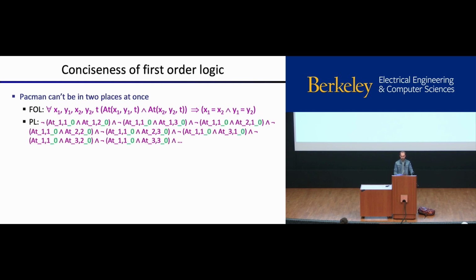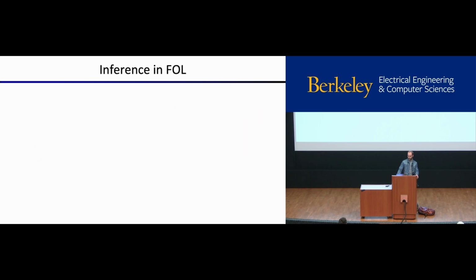Whereas in propositional logic, he's not at 1, 1 at time 0 and at 1, 2 at time 0. He's not at 1, 1 at time 0 and 1, 3 at time 0. He's not at 1, 1 at time 0 and 2, 1 at time 0, and so on. And this is only if he's at 1, 1 at time 0. Then we have to add more to say that he can't be at 2, 3 at time 0 and 2, 1 at time 0. So that's just one square, one time step. It's much longer than that. So that's what's nice about first-order logic, one of many things.